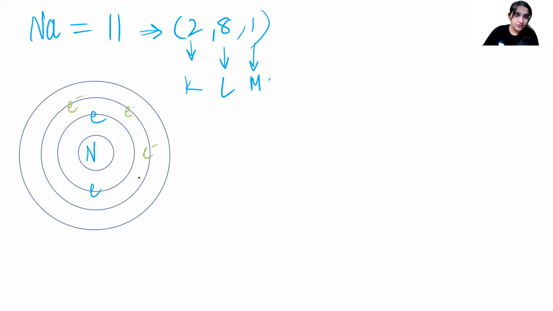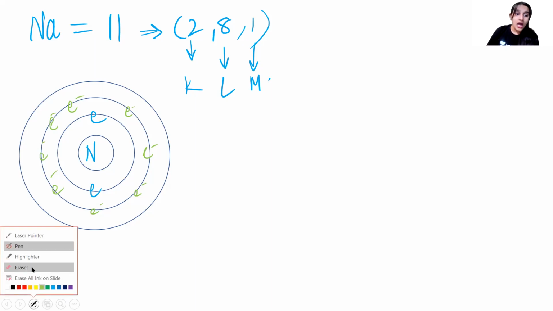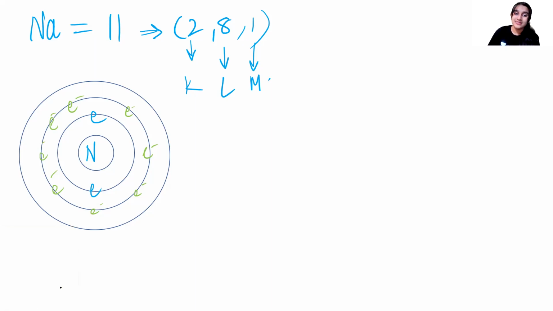1, 2, 3, 4, 5, 6, 7, 8 electrons, right? 10 electrons are already done. We have 1 electron remaining. Yes, and we cannot put any more electrons, because that is the capacity of the L shell, and that is why the last electron will go in the M shell. Understood? So this is how distribution of electrons happens even in real time.